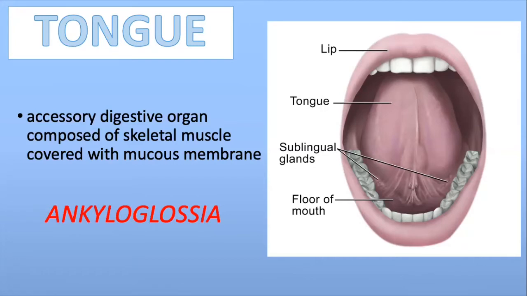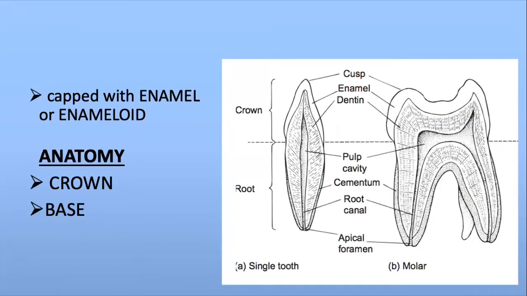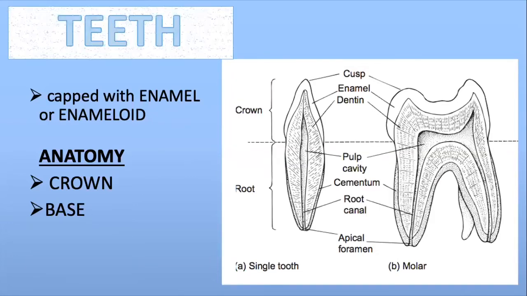Okay? Hindi ibig sabihin na putol ang dila. Maiksi lang yung tongue. Okay? That's why there is an impairment in speech or sa pag-pronounce and sa diction. So that is ankyloglossia. Okay? Next, let's proceed with the mouth or the teeth rather.